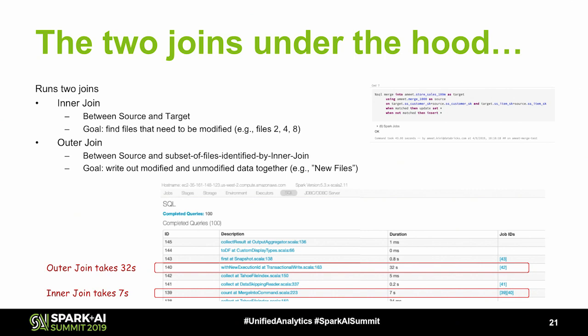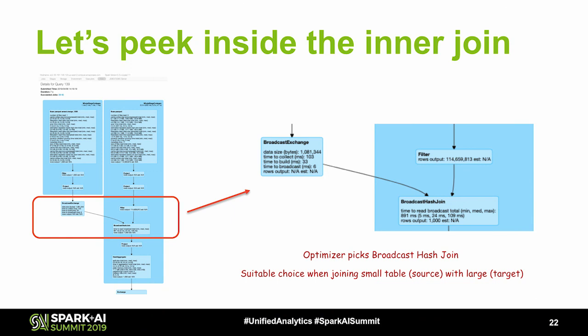So if you'd like to know where those 7 seconds of the inner join are going, you would click on the count at merge into command, and you'll be taken to what's called a query plan. Now, what I've done is I've taken the query plan for the inner join, and I've magnified the section that's important here on the right. And you can see it's using something called the broadcast hash join.